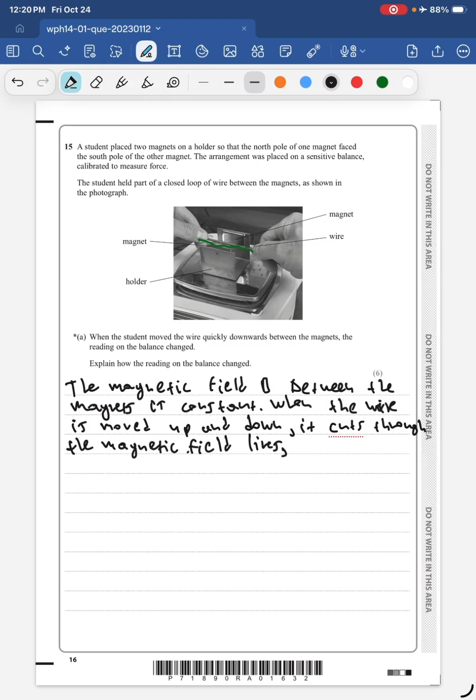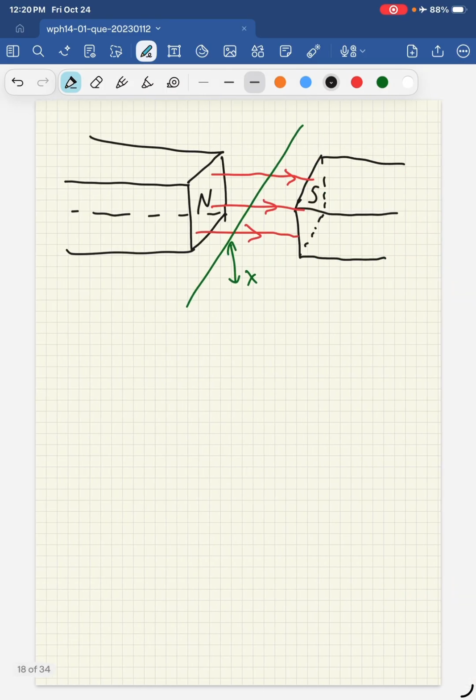And so an EMF is generated, given by minus, the EMF is equal to the change in flux over time, so minus B times dA over dt. And then what is the area that changes in this case? It's given by the length of the wire times the x direction. So to visualize, this is the length of the wire.